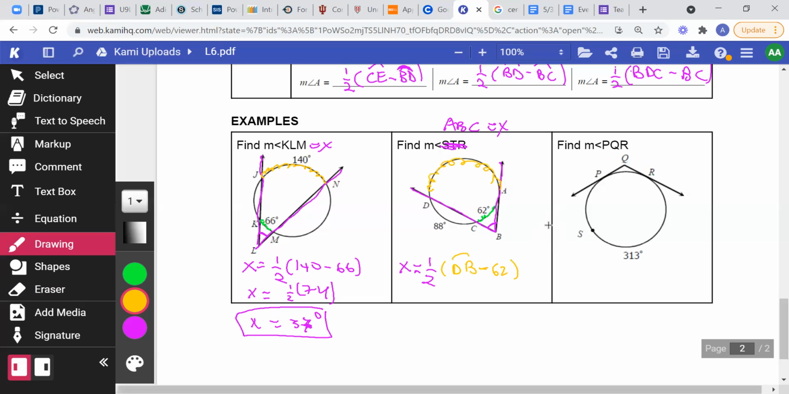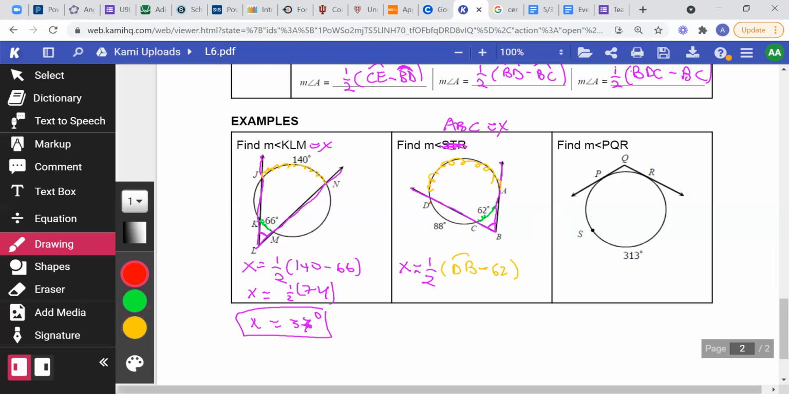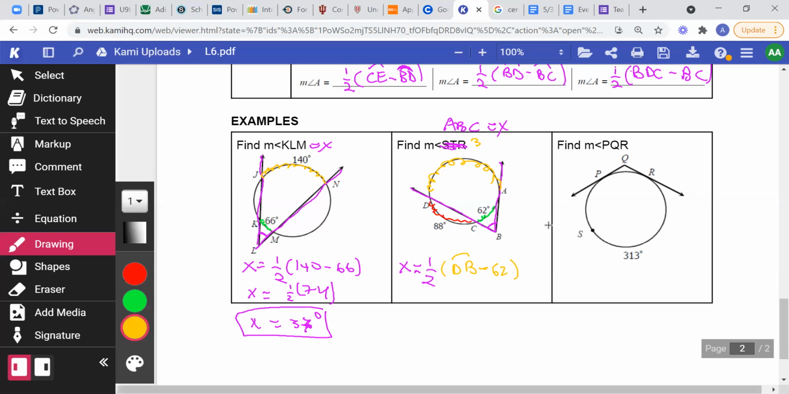But another thing I know is that the orange arc, the green arc, and this red arc here add up to 360. So to get the orange arc, I'm going to do 360 minus the red minus the green. That equates to 210. That means this arc is 210, because 210 plus 88 plus 62 is 360, okay?